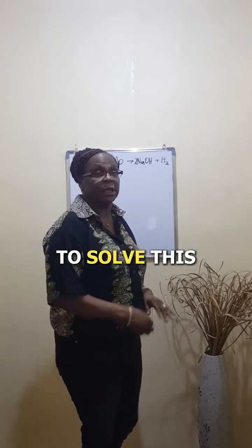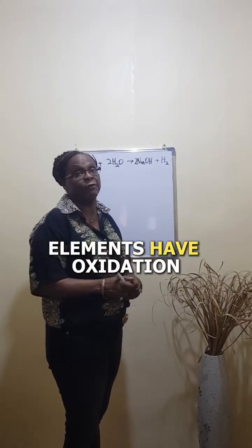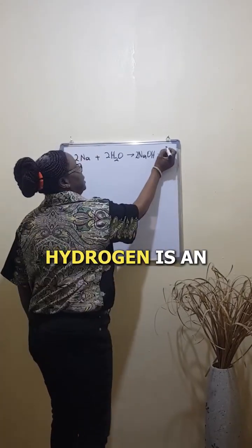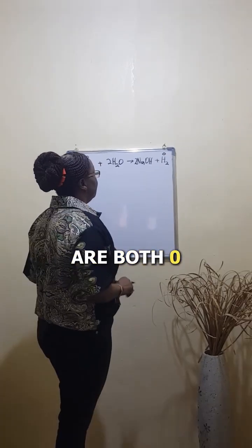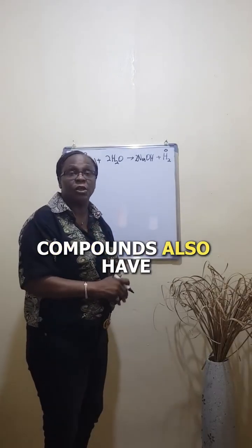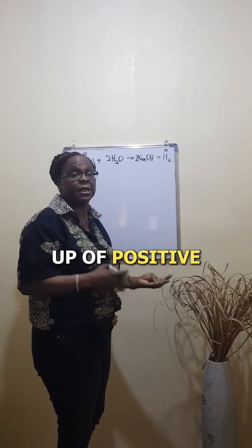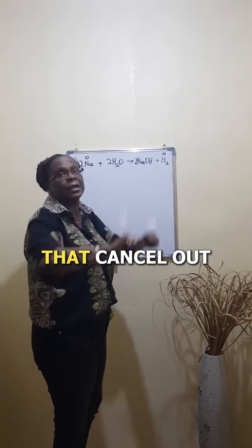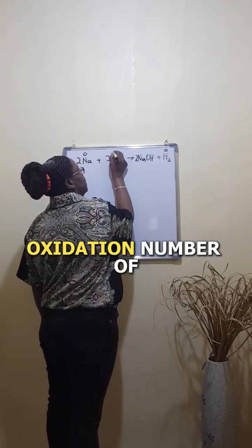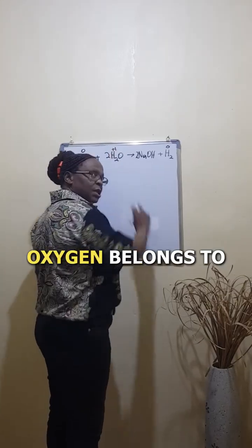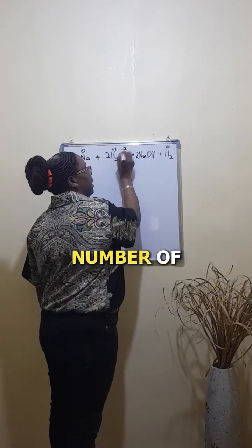The clean method to solve this is to first identify the elements, because atoms of elements have an oxidation number of 0. Hydrogen, a molecule there, and sodium there are both 0. These two are compounds. Compounds also have an oxidation number of 0, made up of positive and negative charges that cancel out. So this hydrogen belongs to group 1, so it has an oxidation number of +1. Oxygen belongs to group 6, so it gains 2 electrons. It has an oxidation number of -2.